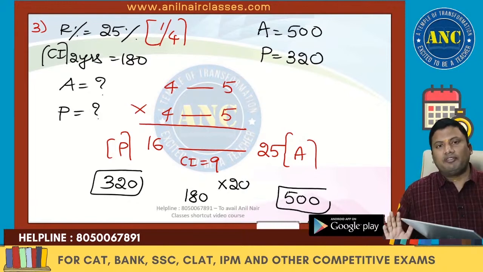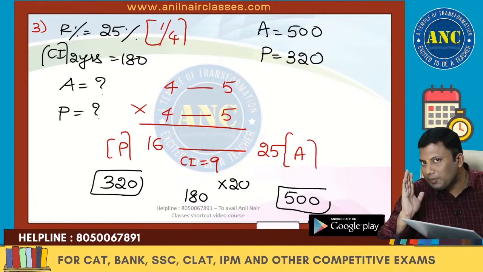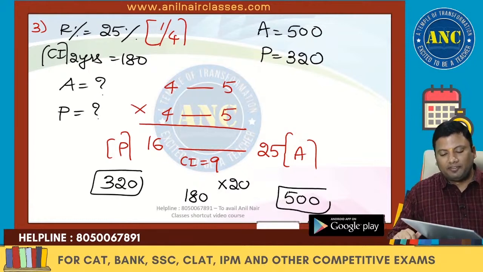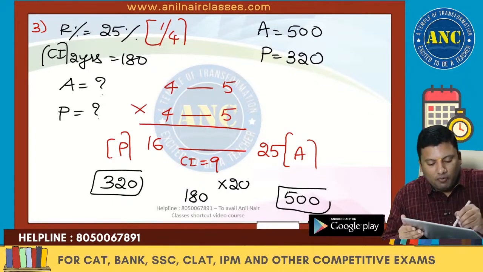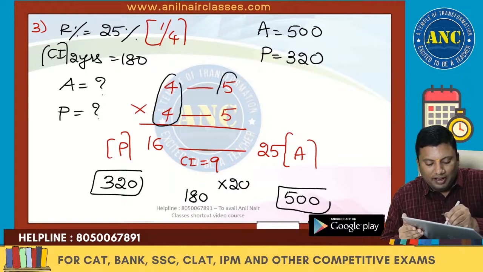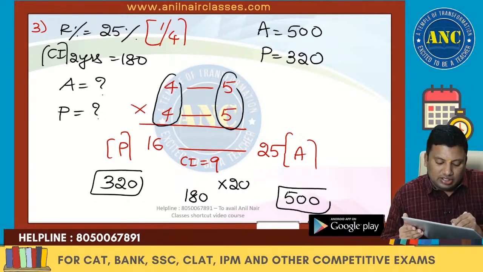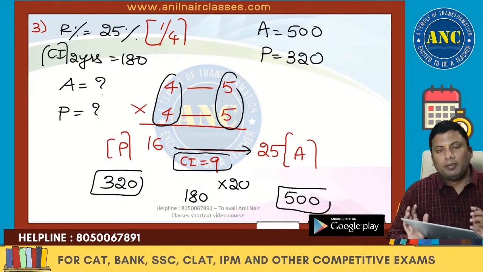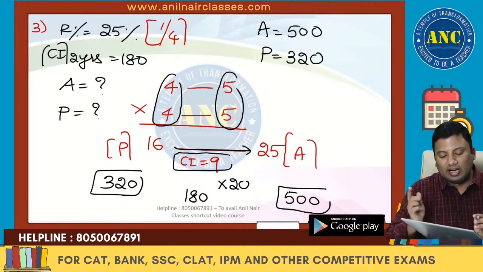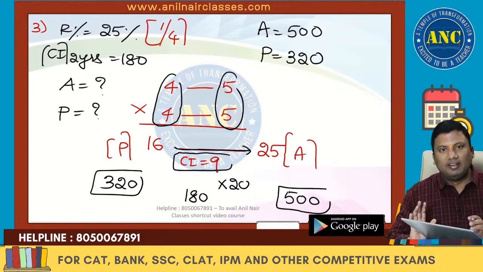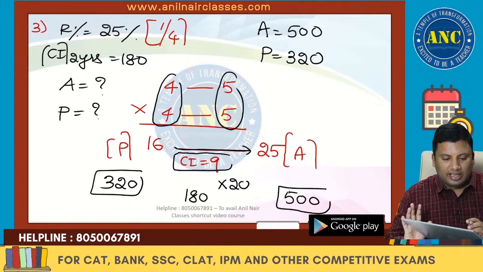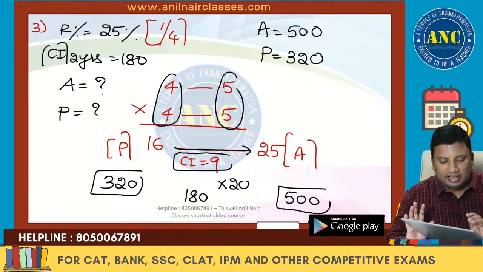No usage of formula here. What is the concept that we are using? We are using the concept of successive change. 4 4s are 16, 5 5s are 25. 16 became 25. Change is nothing but 9. 9 is becoming 180, so 9 20s are 180, 16 20s are 320, 25 20s are 500. I hope the idea is clear.